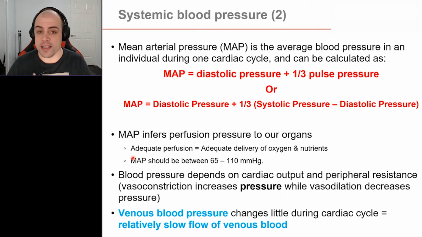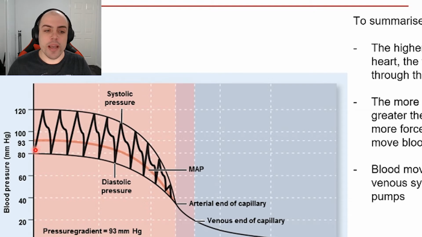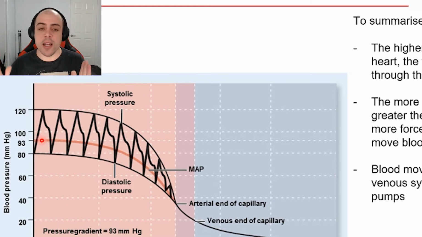So what we see here is a lovely graph looking at this fluctuation in our blood pressure. When we're at our aorta, we can see there is a huge variation between our systolic and diastolic blood pressure. And we can see our mean arterial pressure in the center here. As we move further and further away from the heart and those really big arteries like the aorta, that blood pressure will start to decrease, especially when we get to the capillaries. And we're going to be talking about that in a future video.